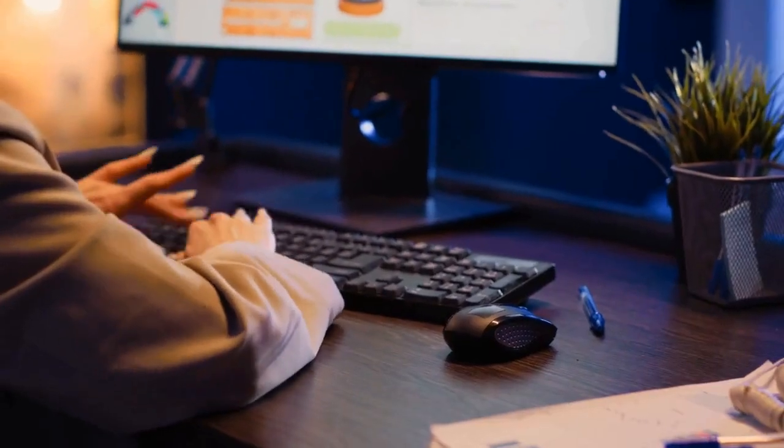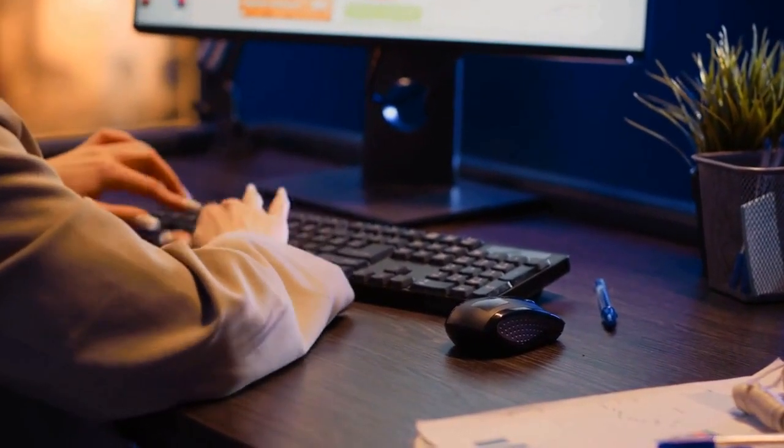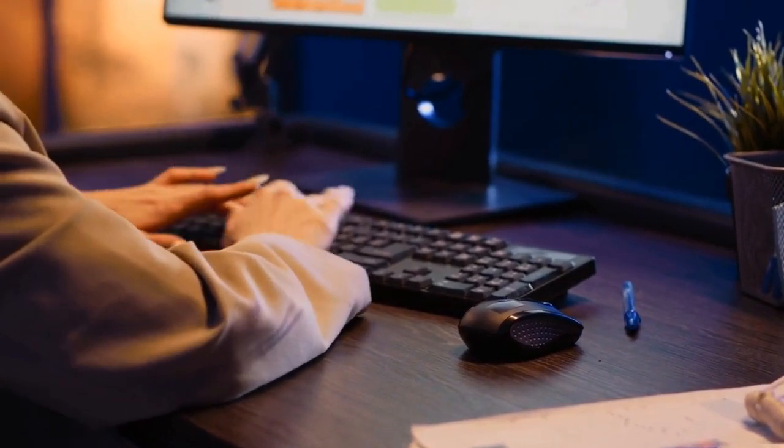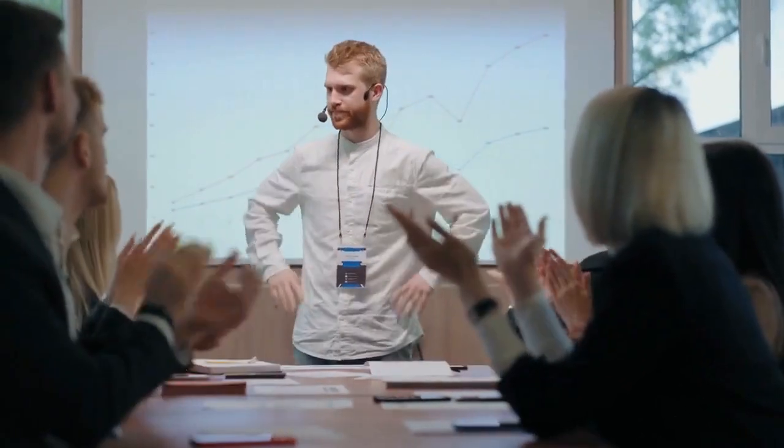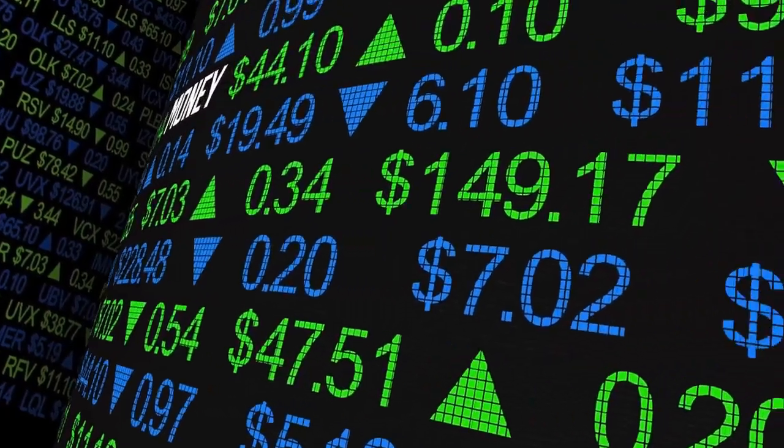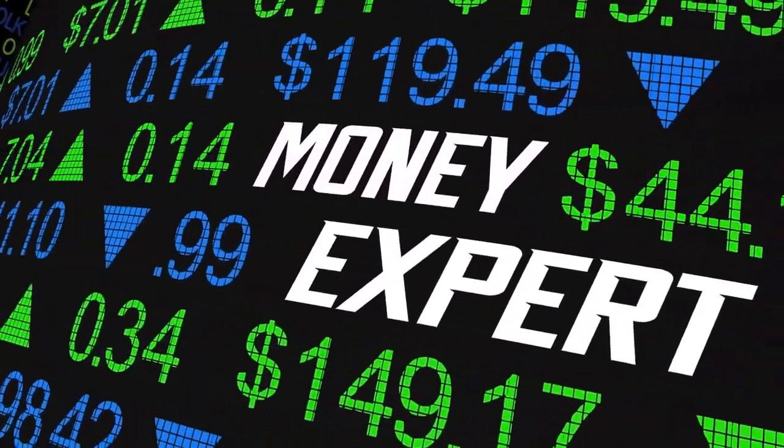Validate with additional research. Using ChatGPT as one tool in your investment research arsenal is important. Validate the information you receive from ChatGPT with additional research, such as reading financial reports, analyzing market trends, and consulting with investment experts.